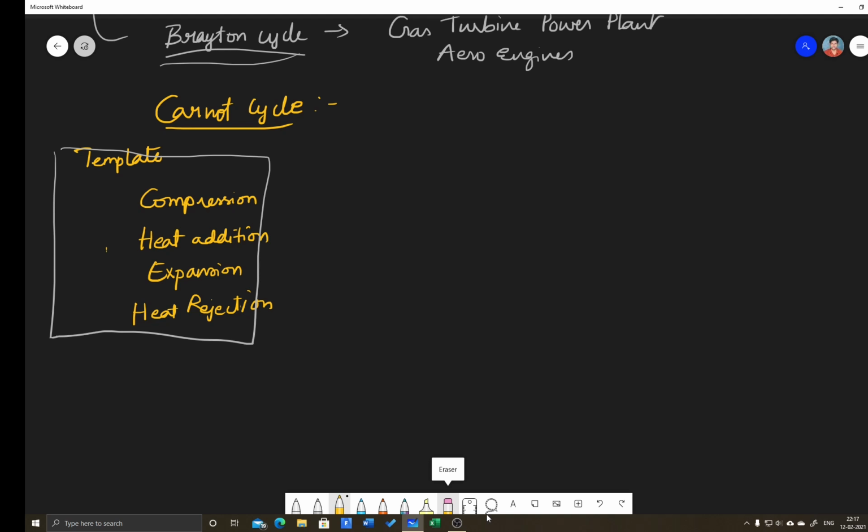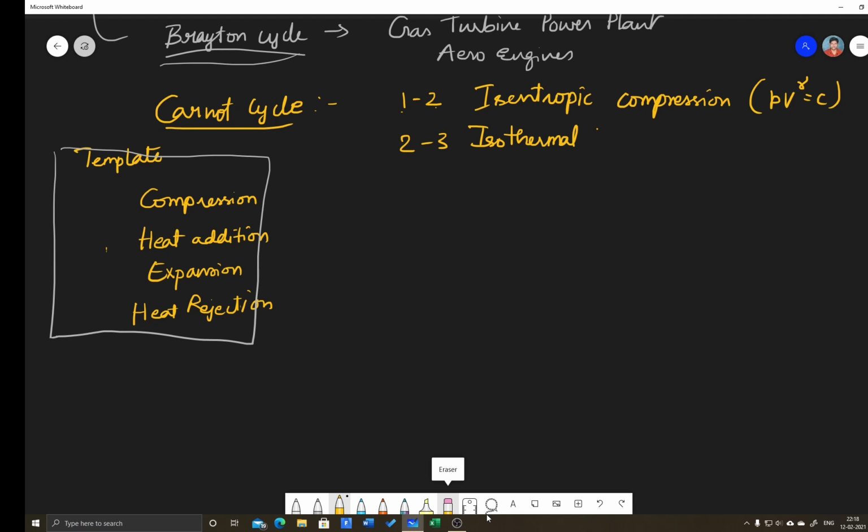contains 4 processes. First process is 1 to 2, state 1 to state 2. First process is isentropic compression. And it follows the law PV^gamma equal to constant. Here gamma we have written because it is an air standard cycle. So next 2 to 3 is heat addition. Here heat addition will be done at constant temperature process.